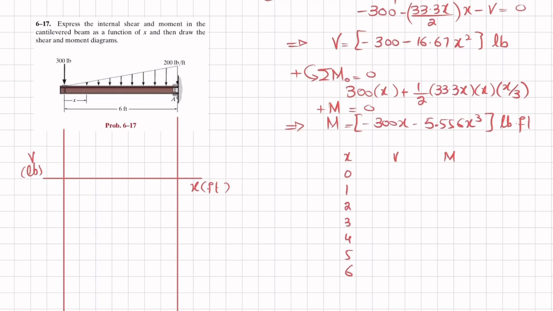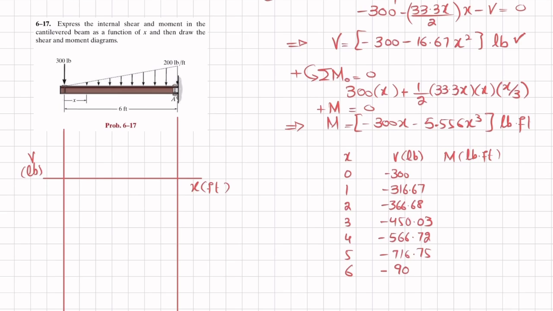So when you put x is equal to 0 in this equation, you will get shear force is minus 300, unit will be pounds, and here unit will be pounds into feet. Similarly for x is equal to 1, put it in this equation, so you will get minus 316.67. For 2 it will be minus 366.68, for x is equal to 3 feet it is minus 450.03. For x is equal to 4, minus 566.72. For x is equal to 5 it will be minus 716.75, and for x is equal to 6 it is minus 900 pounds.